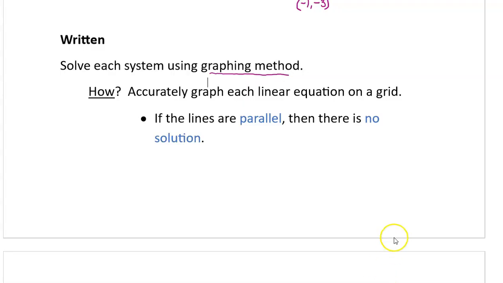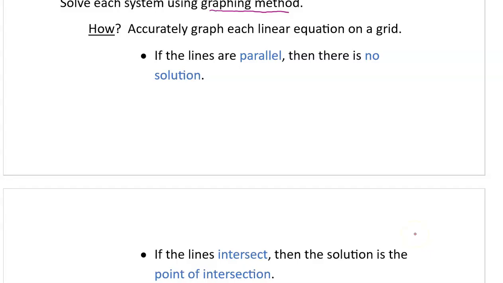There are 3 possibilities that can happen when you graph two lines on the same grid. One is the lines are parallel. That means they're not going to cross each other anywhere. Any solution to one of the equations will not be a solution to the other equation because there are no points of intersection.